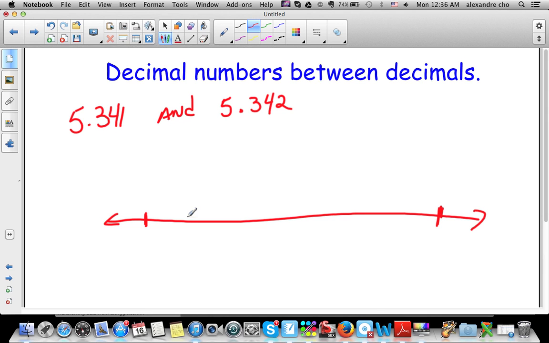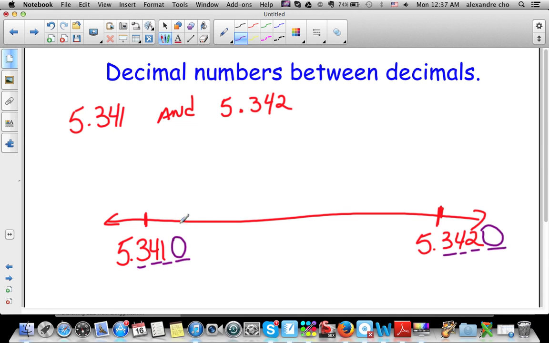All right, so this is 5.341. This is 5.342. Okay. Add a zero. Add a zero. Make sure they both have 1, 2, 3, 4 decimal places. This one also has 1, 2, 3, 4.